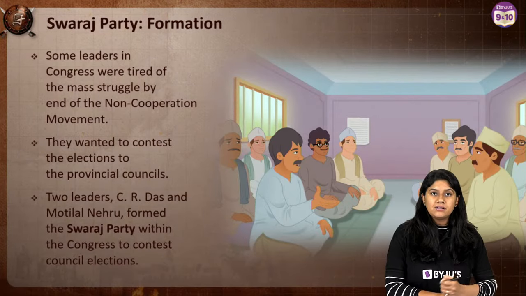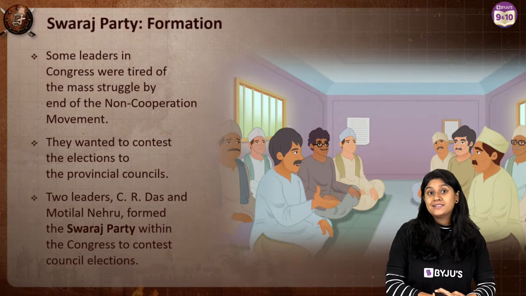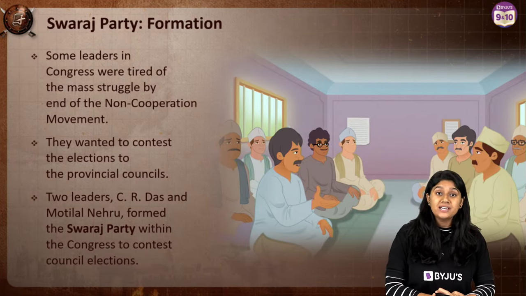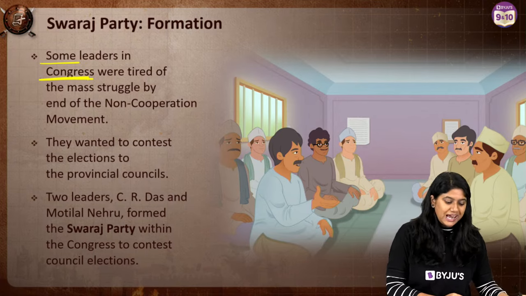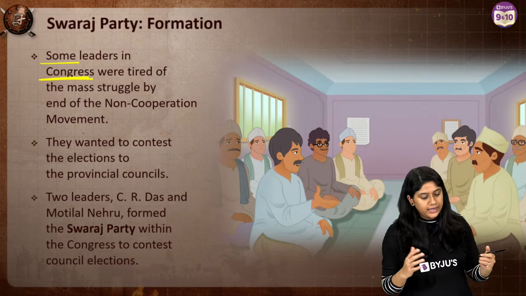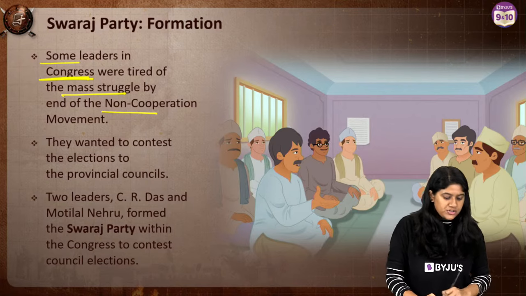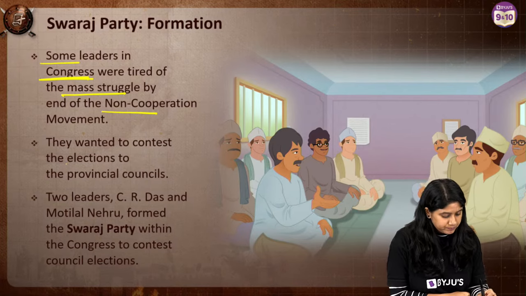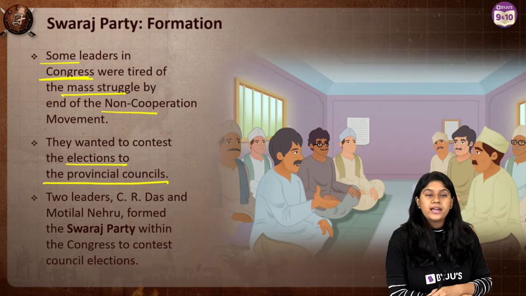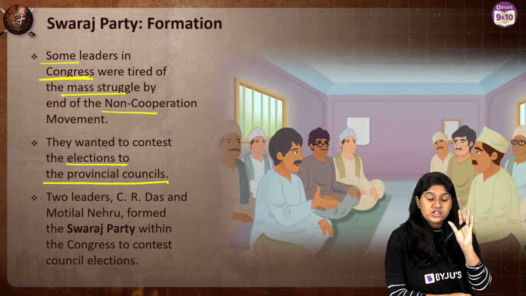So we know that in the non-cooperation movement, Gandhiji said that we should not be participating in elections. But some leaders of Congress were tired of this mass struggle, right? And by the end of the non-cooperation movement, they made sure to participate in the elections. In the provincial elections, everyone, they thought that we will be participating in the council election.